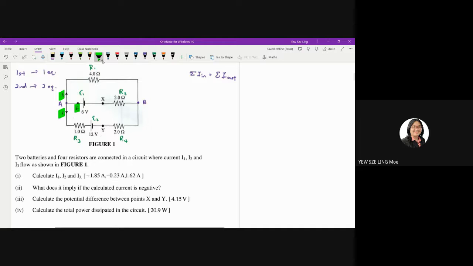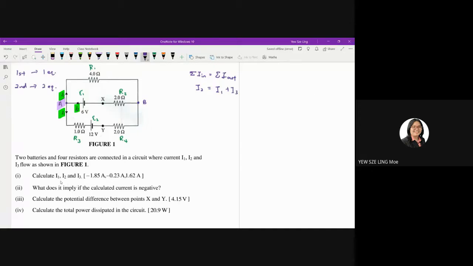Now let's say I'm going to take junction A as my reference junction. So what happens at junction A? You look at the current. The current that is flowing into junction A, that is pointing towards junction A, is my I2. So I2 is my I in. Okay, I2 equals to, I1 and I3, obviously they are I out because they are leaving junction A. So it is equal to I1 plus I3.